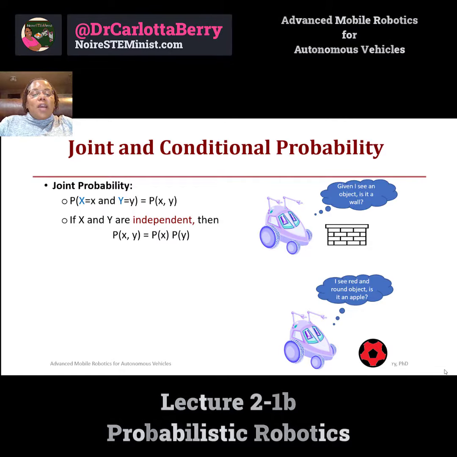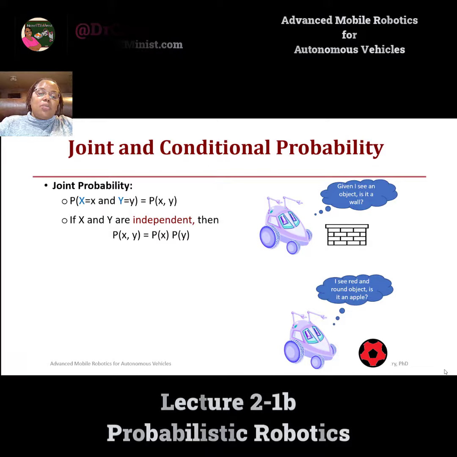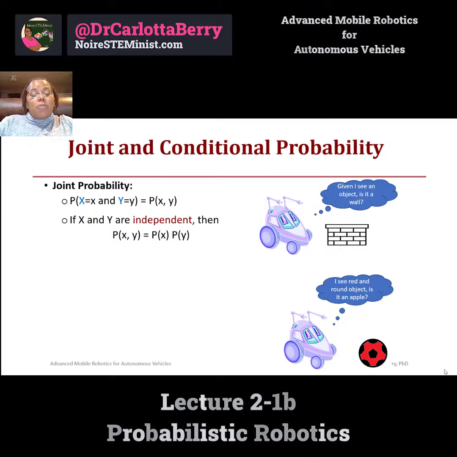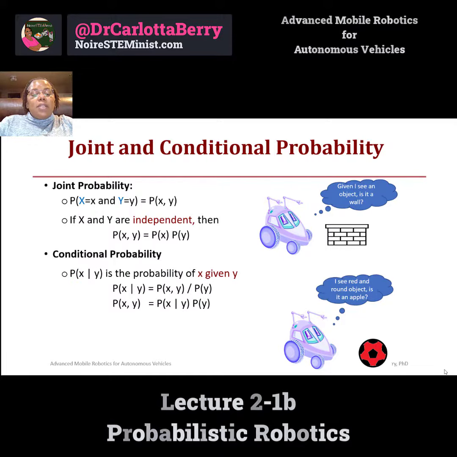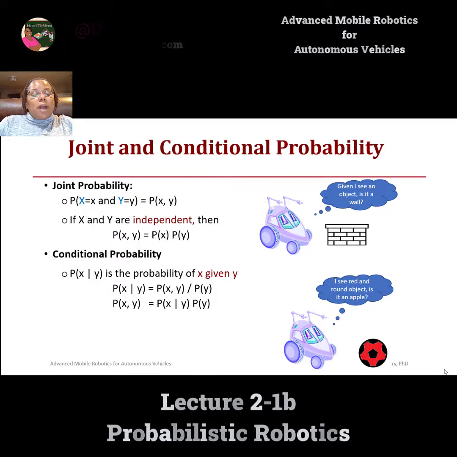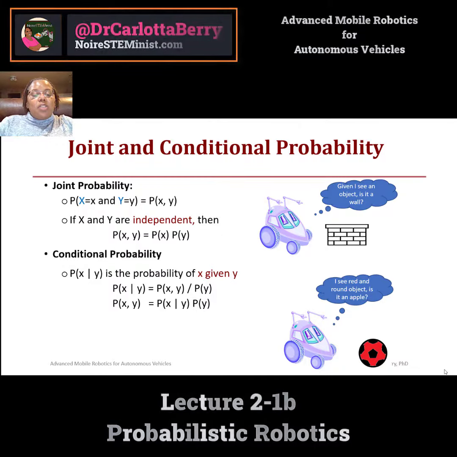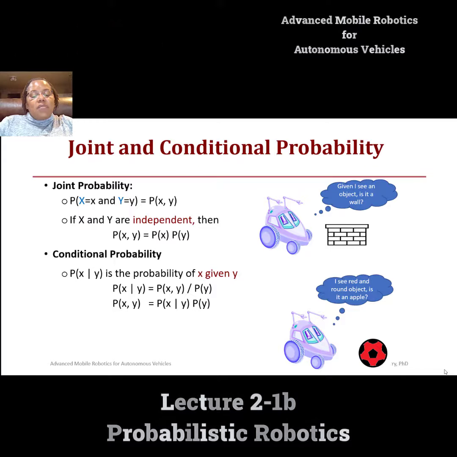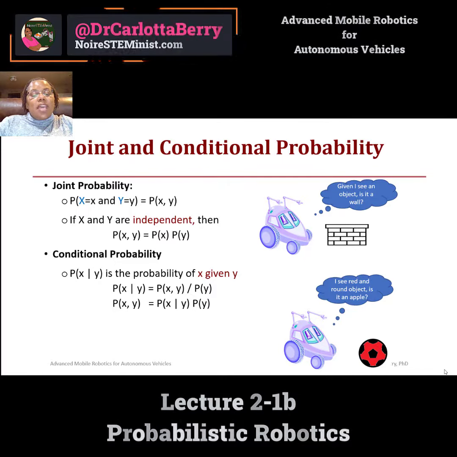If x and y are independent, then we can say that the probability of xy is just the product of p of x times p of y. For conditional probability, that would be the probability of x given y. We could say that that's equal to the probability of x and y, which is the joint probability, divided by p of y. Or solving that for the probability of x and y, that would be the probability of x and y is equal to the probability of x given y times p of y.